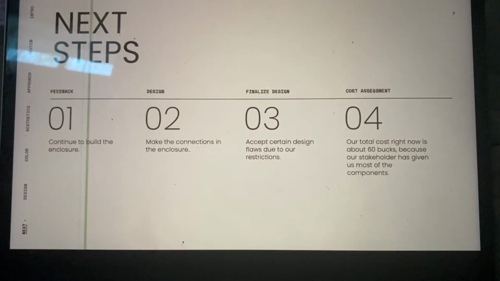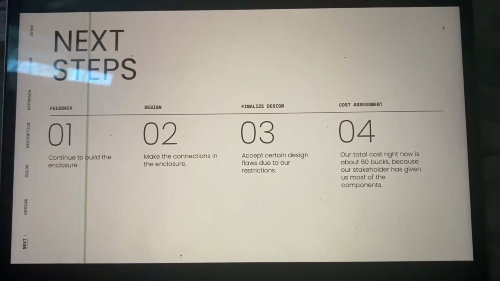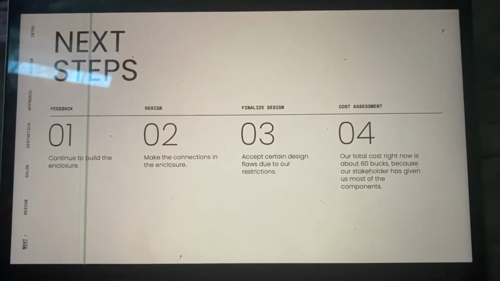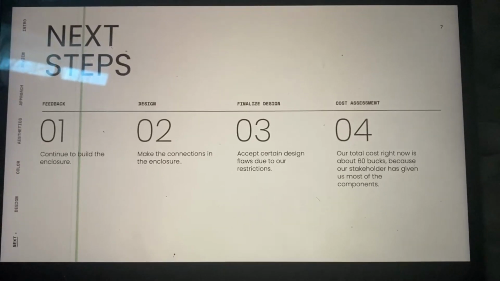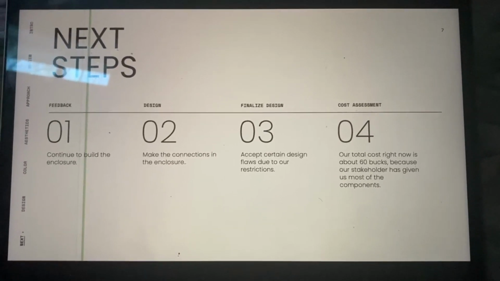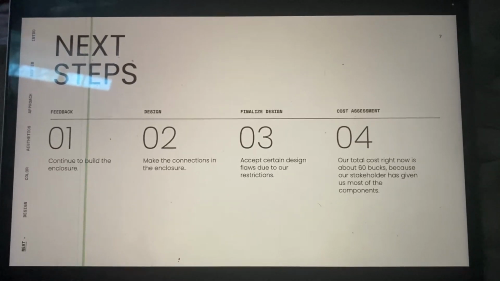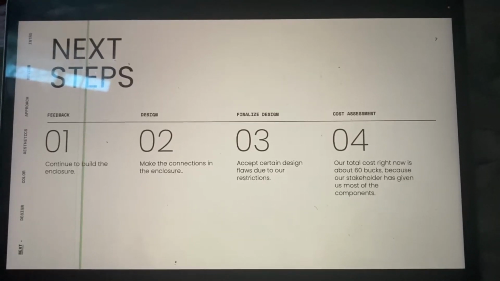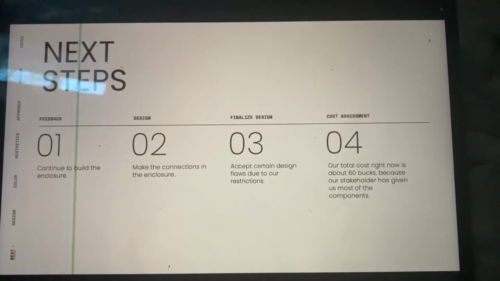So our next steps are just to continue to build the enclosure. That's the main thing right now. And then to make the connections inside the enclosure and accept certain design flaws due to our restrictions. We do have a lot of restrictions just because we were given the model that we're supposed to create for the most part, and it's just us building it and fixing some of the code that had issues with it.